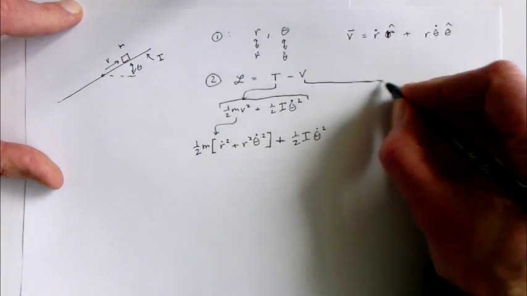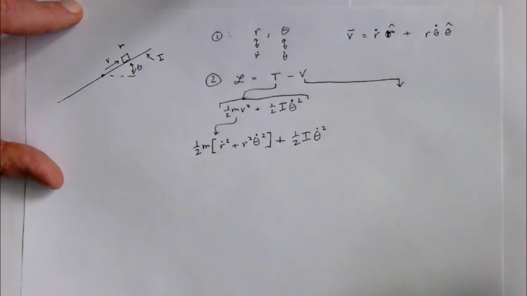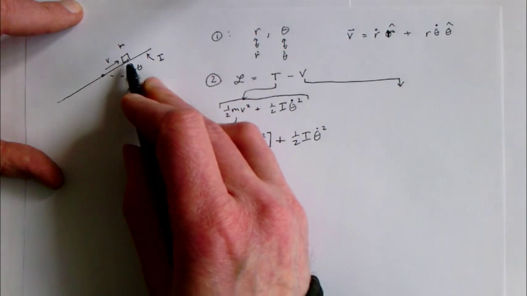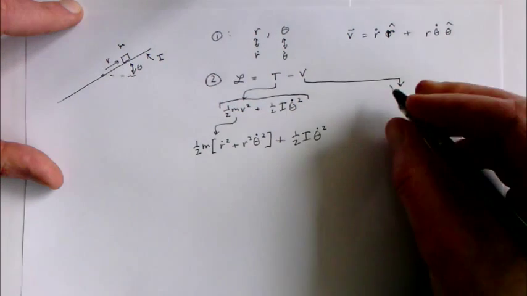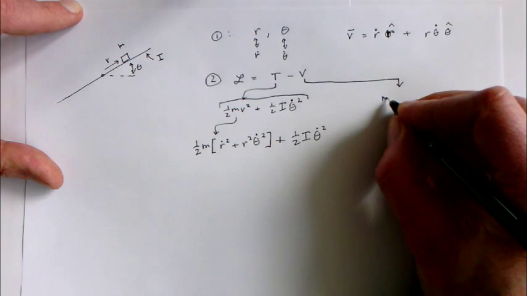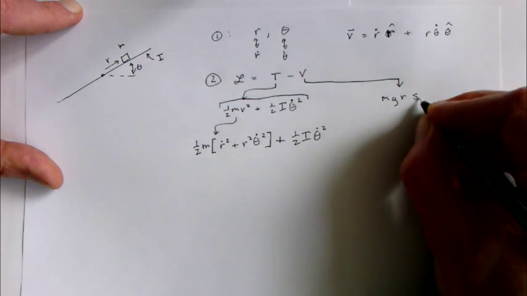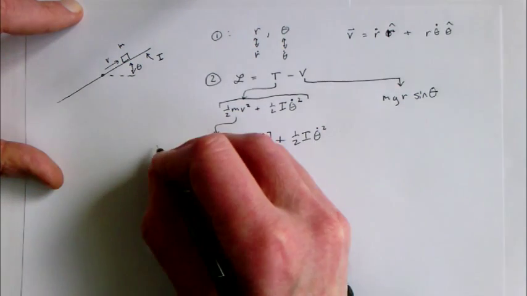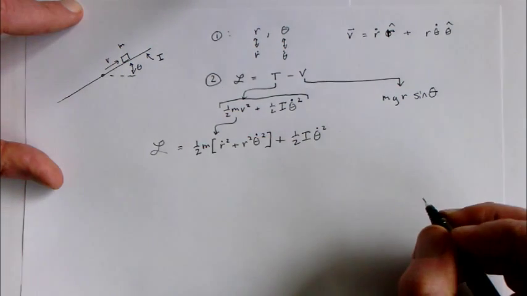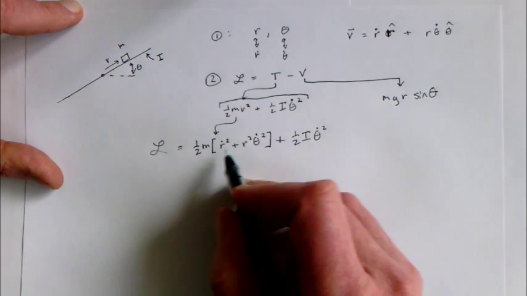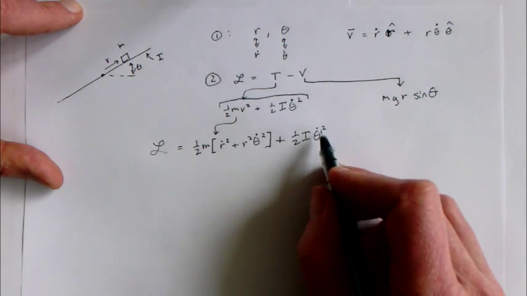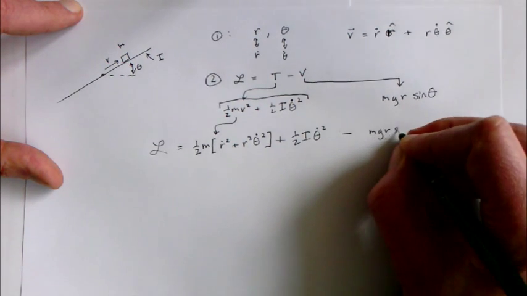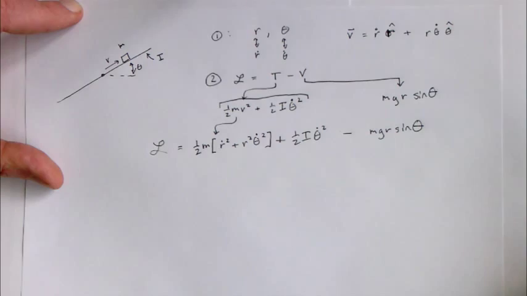My potential energy is pretty simple to write for this system. The ramp has no potential energy. The block's potential energy will simply have to do with how high it is, so it will be m times g times r times the sine of theta. So my total Lagrangian will be the kinetic energy of the block, plus the kinetic energy of the ramp, minus mgr sine theta.